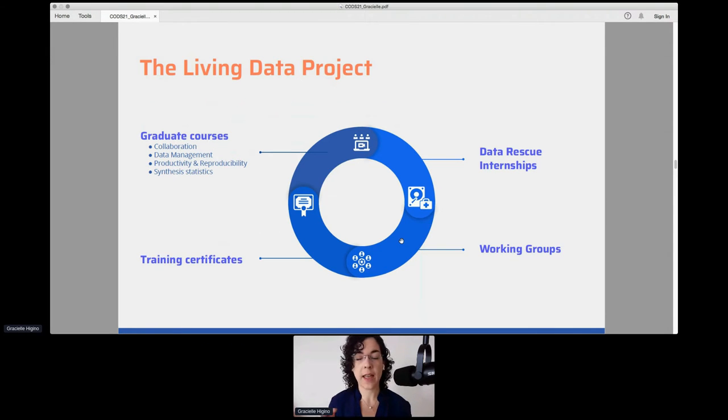And the project has four aspects. We have graduate courses, four of them, offered in the fall term, about collaboration, data management, productivity and reproducibility, and citizen statistics. We have data rescue internships, where students have the chance to actually rescue legacy data. We have working groups, where students practice synthesis with this data. And we have training certificates.